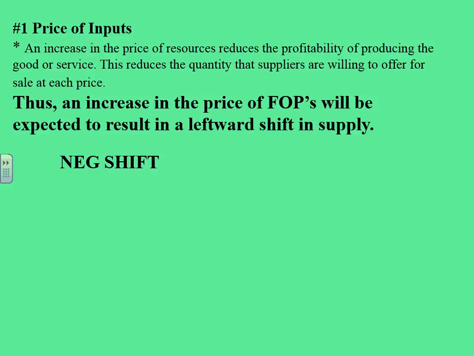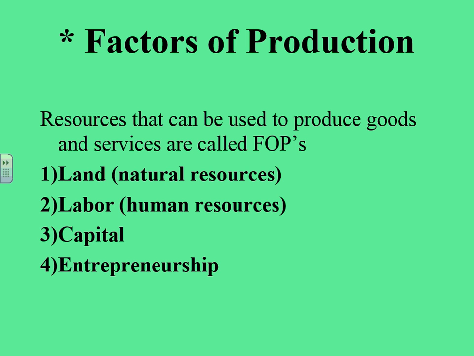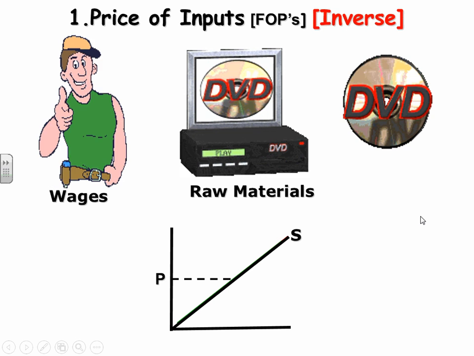Okay, so our first determinant, again, the most common one is inputs. Basically anything to do with land, labor, or capital. If the price of inputs goes up, it's going to cause a negative shift. If the price of inputs goes down, it's going to cause a positive shift. So factors of production is the key part.